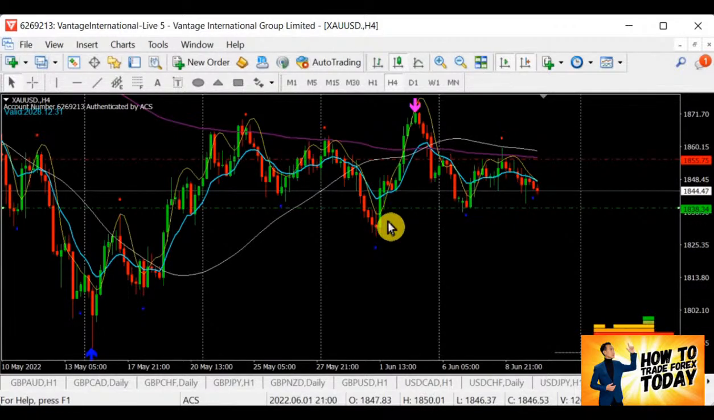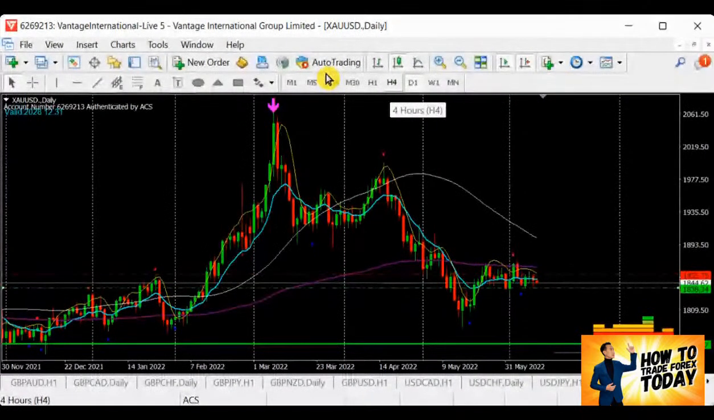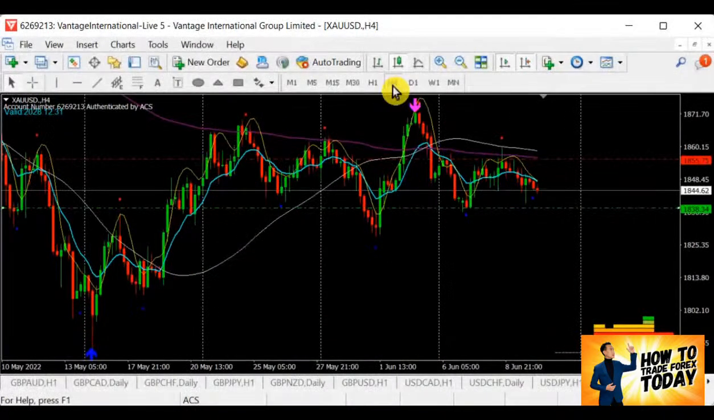So right now, if you are looking at this gold, in general, we are looking for a retesting, a selling retest. That means I'm going to short it. Gold price, I'm going to short it. I'm going to sell this gold. But the support is actually pretty near over here.